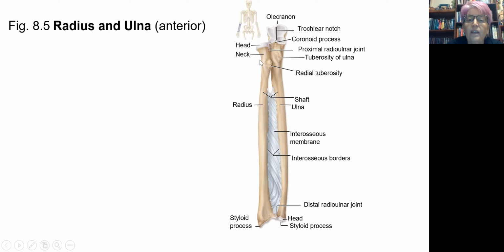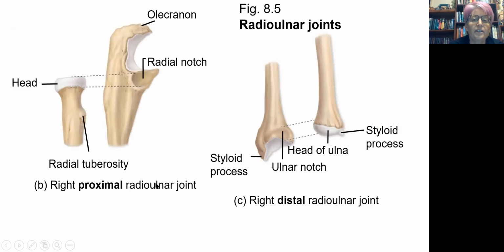attach. There's the radial tuberosity. There's also an ulnar tuberosity. And then there's that radial notch, and down here we have that ulnar notch. And here's a close-up of both of those. So the head of the radius fits in that radial notch, and the distal end of the ulna with its little styloid process, you can see that clearly there, fits in this ulnar notch on the radius. And then there's the styloid process of the radius. So both of those bones have styloid processes that make those bumps on your wrist.